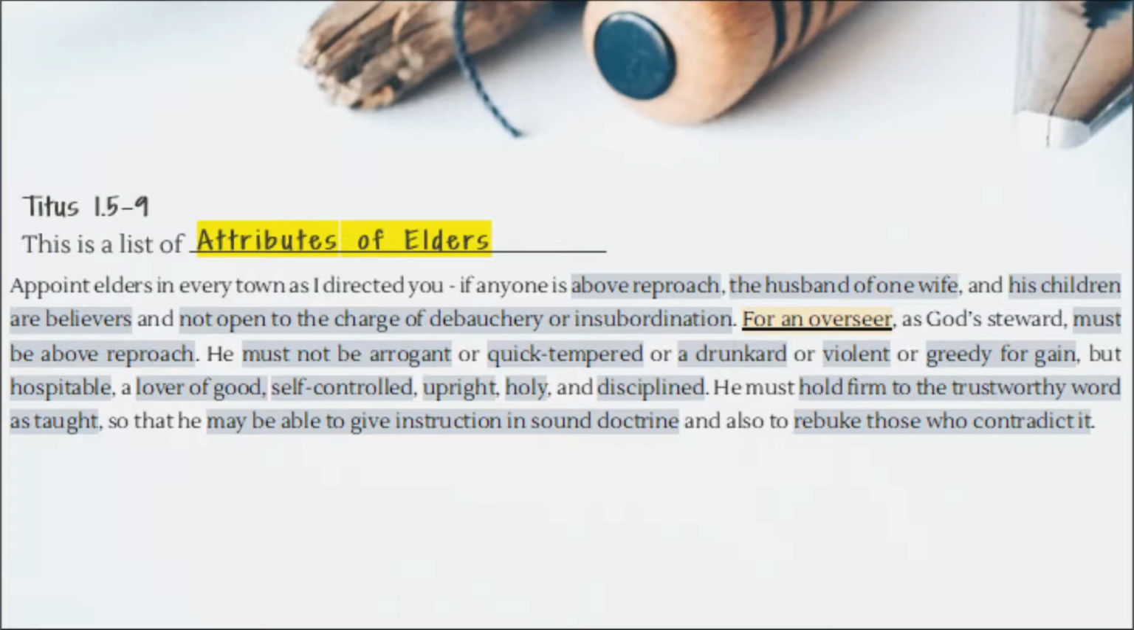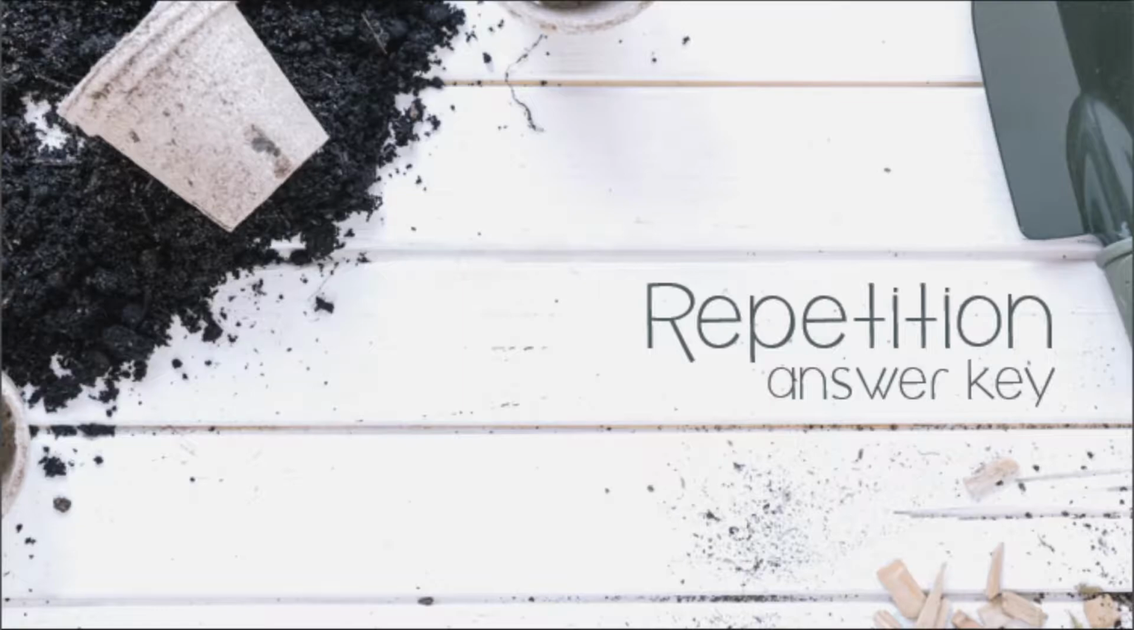How'd you guys do? Good. I can tell. You guys good on this one? Okay, repetition. We're on to repetition. Next one. All right, repetition.